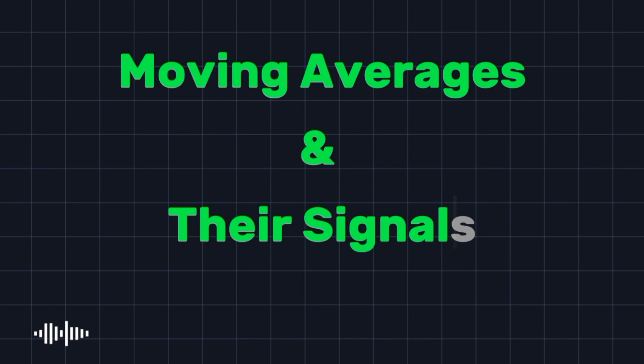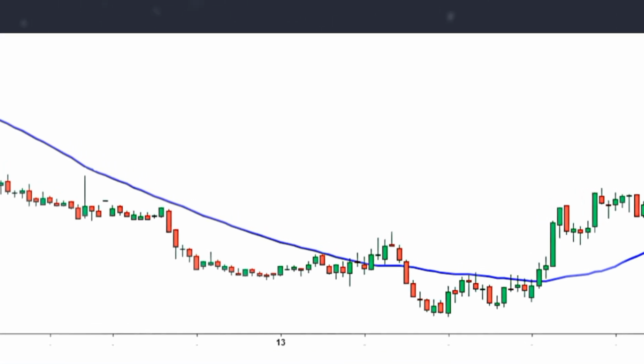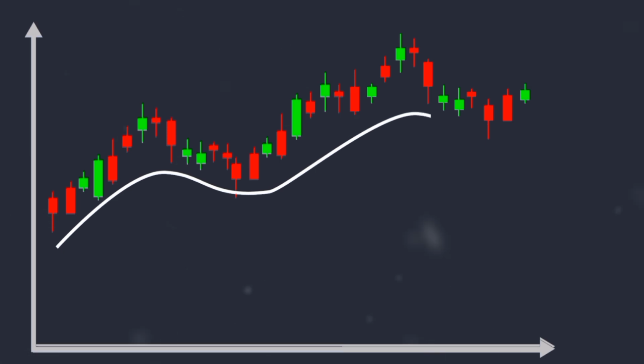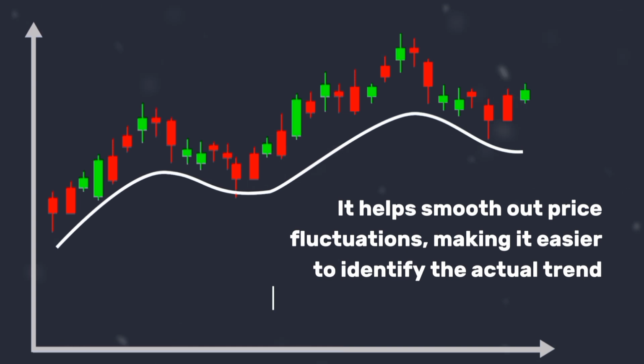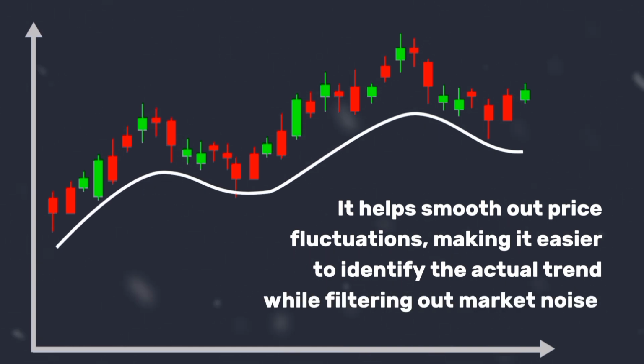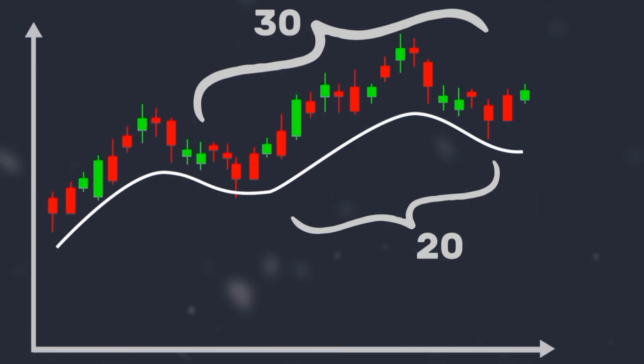Moving averages and their signals. Now, let's dive into moving averages and their crucial role in this strategy. A moving average is simply the average closing price of an asset over a set number of periods. It helps smooth out price fluctuations, making it easier to identify the actual trend while filtering out market noise. For example, if we use a 20-period moving average, we calculate the average closing price of the last 20 candles. A 30-period moving average would take the average of the last 30 candles, and so on. This helps traders see the bigger picture and avoid getting distracted by short-term price swings.